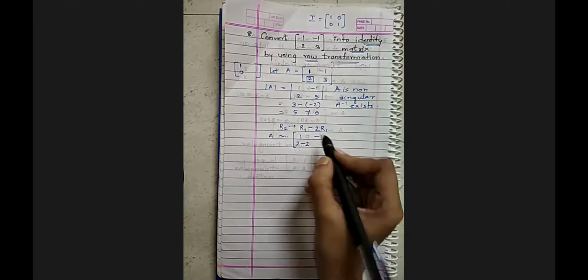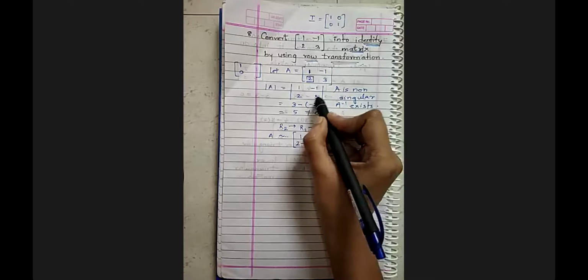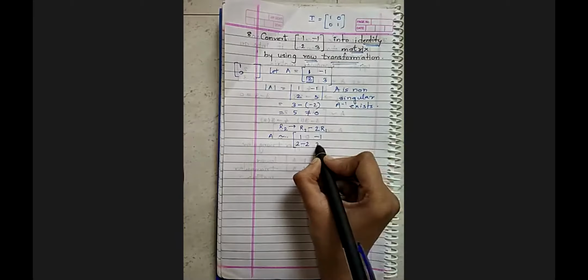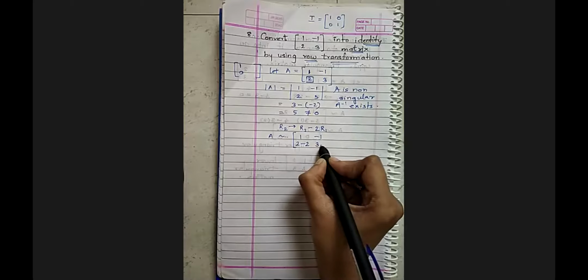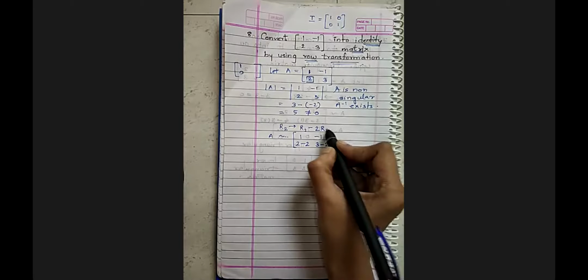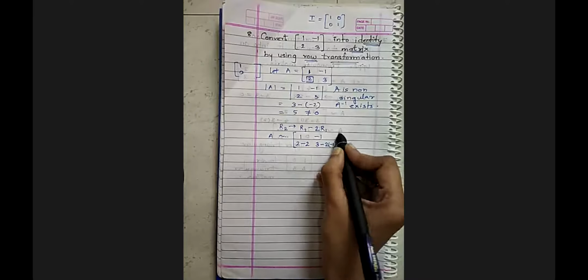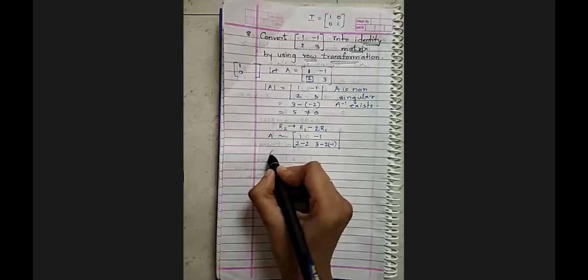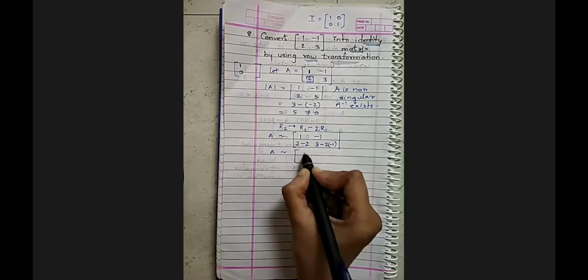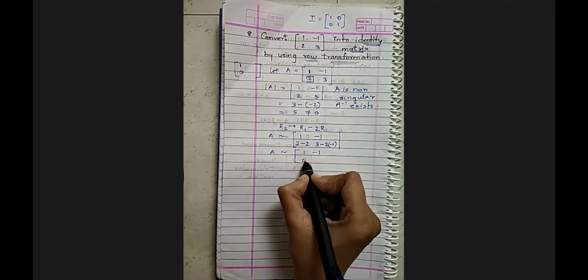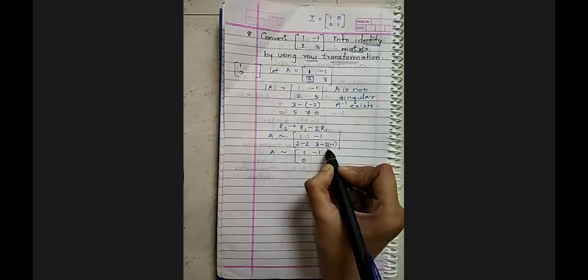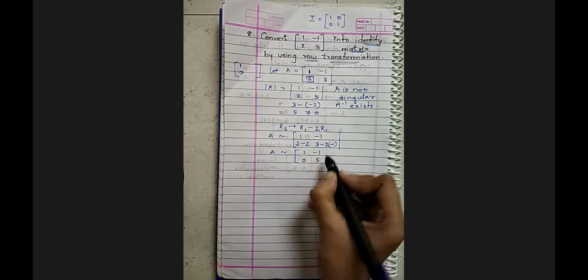Now what will happen to the second element of the second row? So that is R2: 3 minus 2 times R1. What is your R1 element? It is minus 1. So your R1 stays 1, minus 1 as it is. This is 0. And this will become 3 plus 2, which is 5.